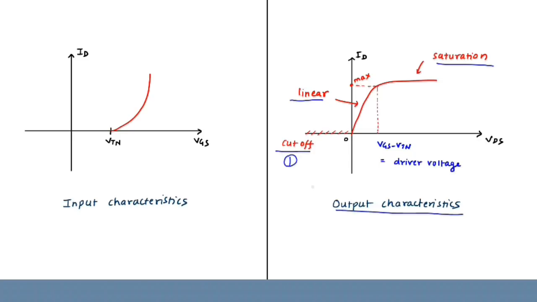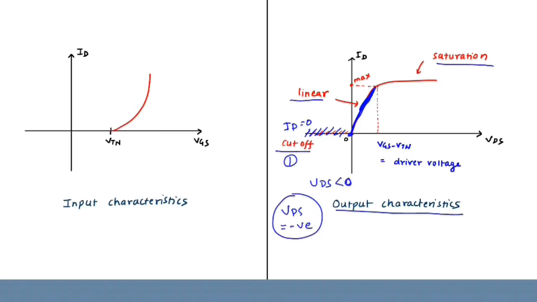Now when your VDS is less than 0 volt, you can say when your VDS is negative, you are in the cutoff region where your drain current is equal to zero. No current is flowing in the MOSFET. Now this happens when your input voltage is less than VTN as well. So when your VDS is less than zero, or you can say your VDS is negative, your drain current is zero.